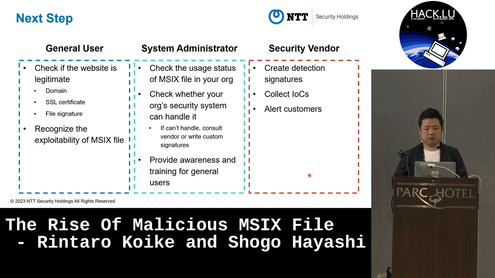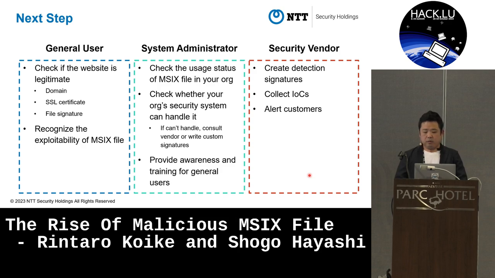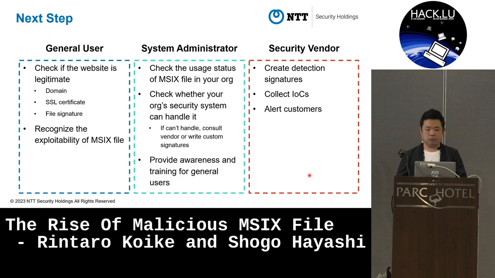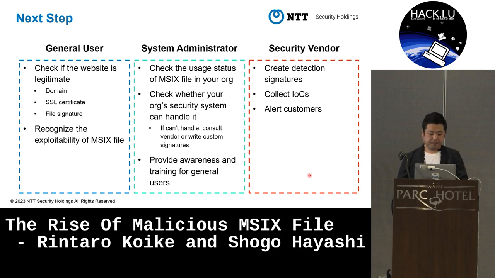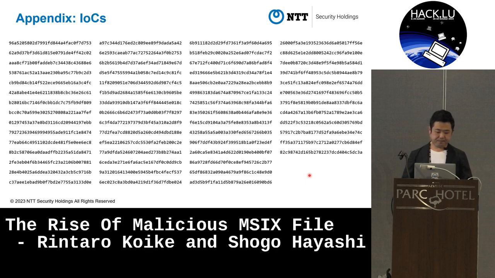And this describes measures for each person in charge. For general users, please check if the website is legitimate when you download software. Check the domain, check the SSL certificate or file signatures. For system administrators, please check the usage status of MSIX in your office and prohibit execution of MSIX that has malicious signatures, or only permit Microsoft and others that you need. Please inform your general users about this cyber attack with MSIX. For security vendors, please create signatures that can detect the attack and collect IOCs. In addition, alert your customers. These IOCs are malicious MSIX files that we found on VirusTotal, so you can see them for defense analysis or research.